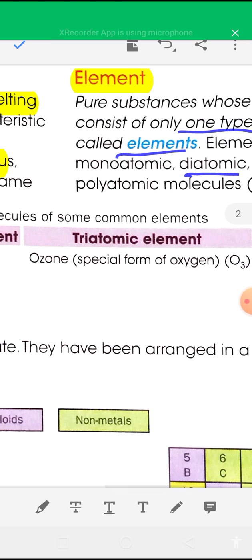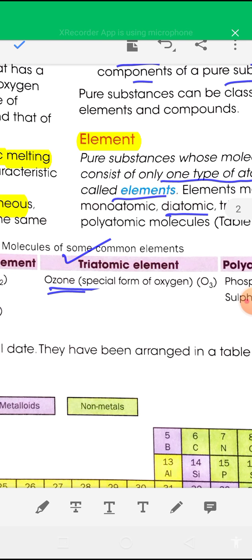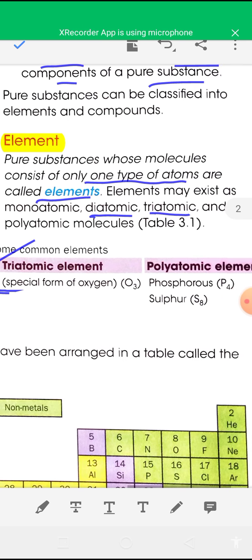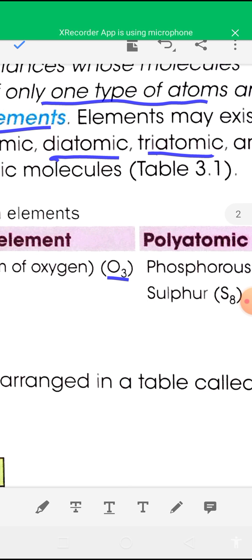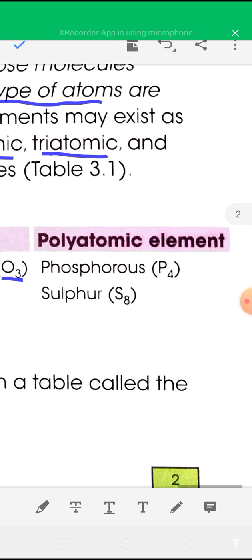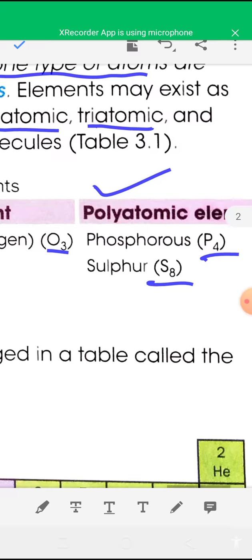And triatomic elements are elements which are formed by a combination of three atoms. Ozone is a triatomic element. Ozone is an example of triatomic elements whose formula is O3. In ozone three oxygen atoms are there, so it is a triatomic element. And polyatomic elements, examples of polyatomic elements: P4, that is phosphorus; S8, that is sulfur. In a sulfur molecule there are a total of 8 sulfur atoms. So phosphorus and sulfur are polyatomic elements.